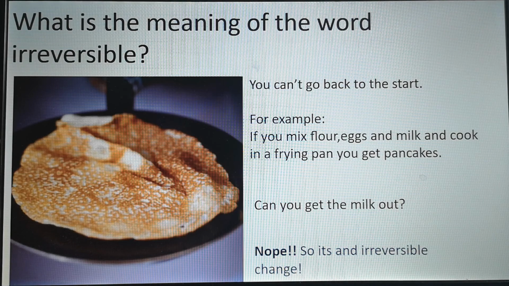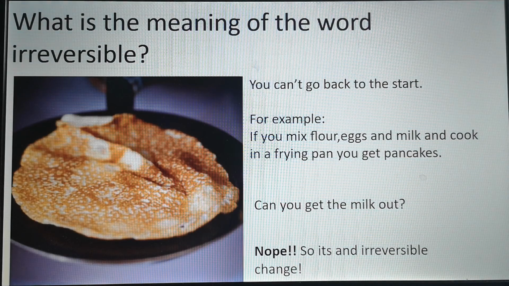Well, no, you can't, can you? You can't get the milk out of a pancake. It's just never going to work. Now, that is an irreversible change. What you've done in that frying pan is actually you've done a chemical reaction. You have made the component parts of the flour, the eggs and the milk react together to make a new substance, to make a compound, essentially, called pancake. So you can't change it back.